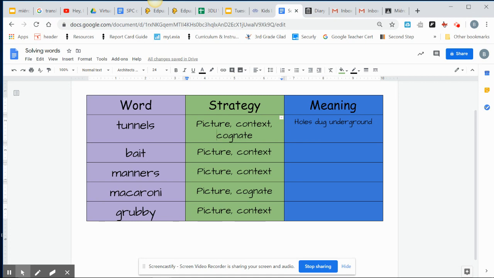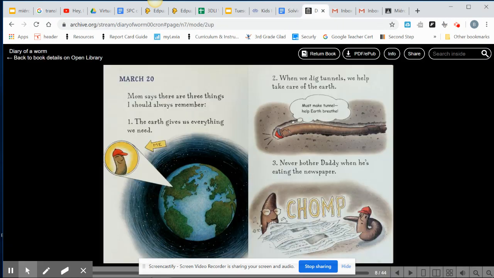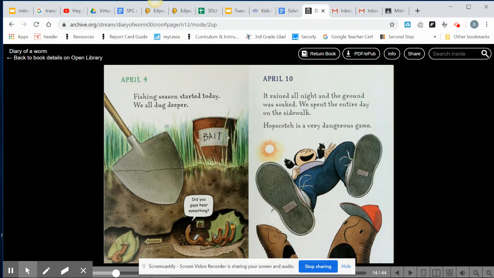I hope you were able to guess that it does mean holes dug underground, but let's look where it says bait. So we'll go back to our book and we have to go to a new page. And here we go. So fishing season started today. We all dug deeper. Did you guys hear something? And then on this can right here, it says bait.